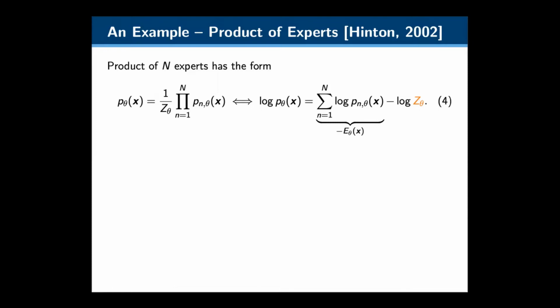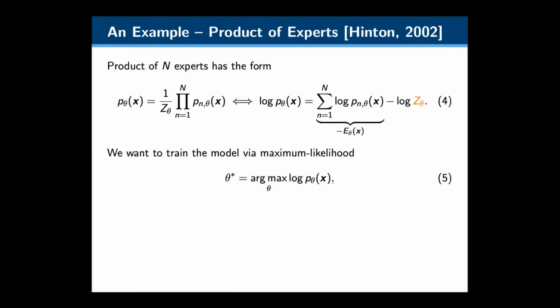Now, even though the n experts might be tractable individually, once you product them together you will end up with something that is not normalized. And in fact, z theta might not even be available in closed form. So this is just taking logs; we re-express this for clarity in terms of the energy function and the partition function that we showed earlier on.